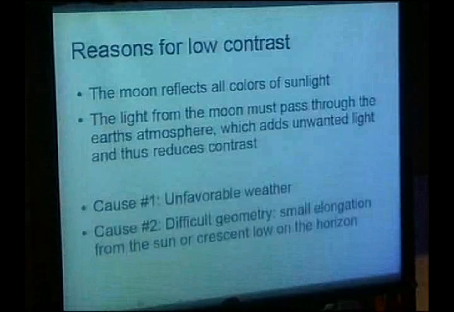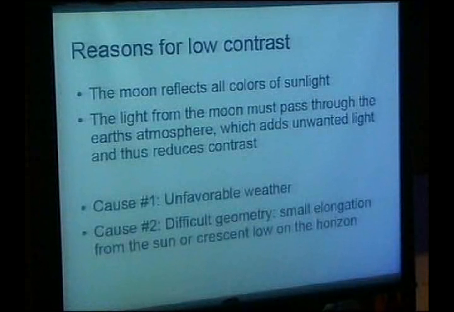So, what is the reason for low contrast? This was already mentioned. The moon simply reflects sunlight. That's why we see the crescent. But the light from the moon has to pass through our Earth's atmosphere, and while doing that, additional light from the sun, which is scattered in the atmosphere, is added to what you are trying to look at. And that's where the low contrast comes from. So the number one cause of low contrast is simply unfavorable weather, haze, humidity, or simply the fact that you have to look through an atmosphere because you are not an astronaut.